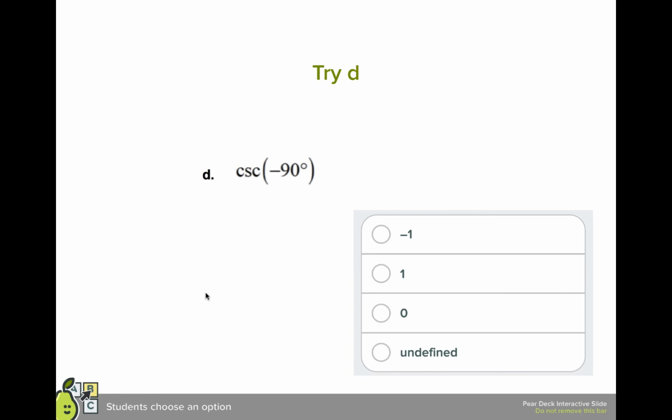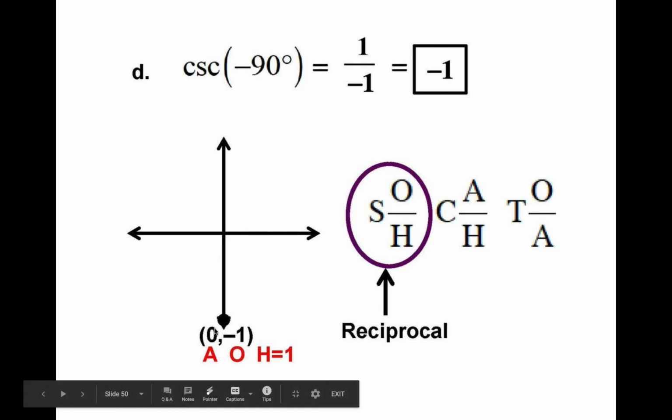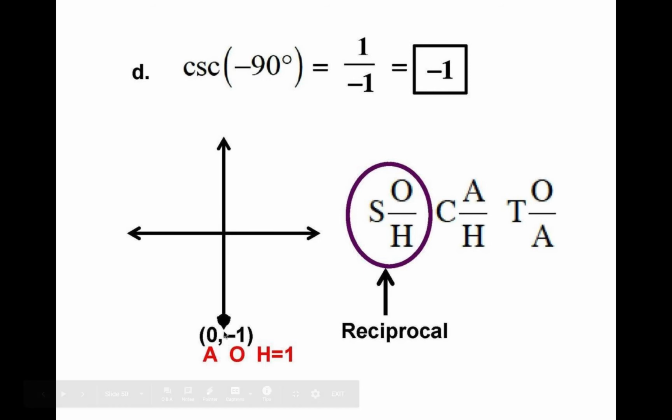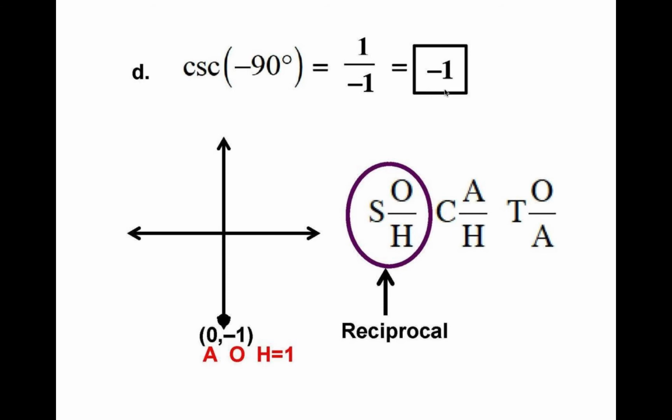You try D. All right, so you're going in the negative direction, so it's going down here. Since it's going down 1, it's 0, -1, and then you label it AO. Cosecant is the reciprocal of sine, so it's H over O. So the hypotenuse is 1. The opposite is -1. So 1 divided by -1 is -1.